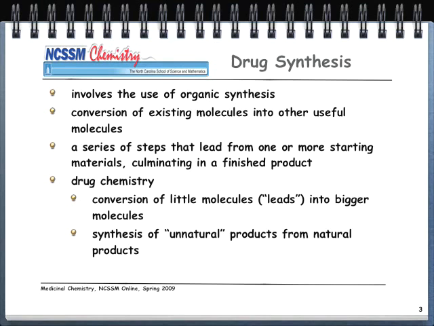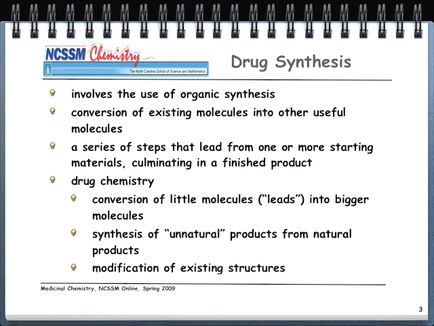And another thing that we do a lot in drug chemistry is we synthesize unnatural products from natural products. So many of our drugs, as you recall, start out as compounds that we are able to extract from plants or microorganisms or marine sources or other natural production pathways, and then we have to modify them to make them do more closely what we want them to be able to do.